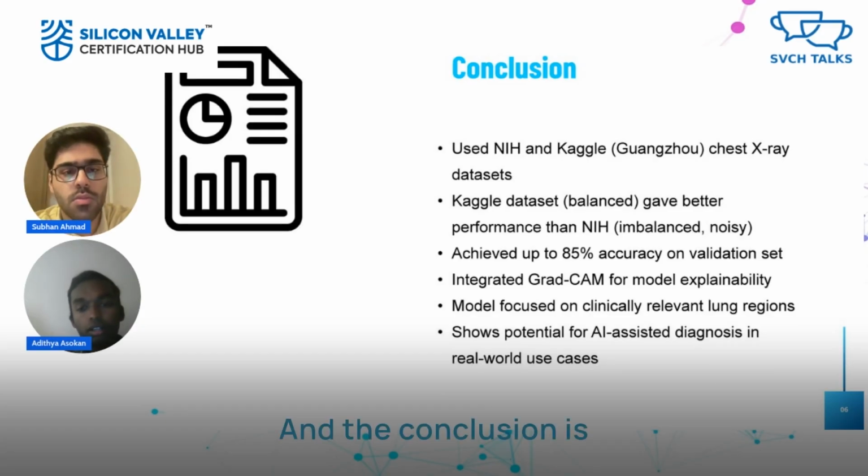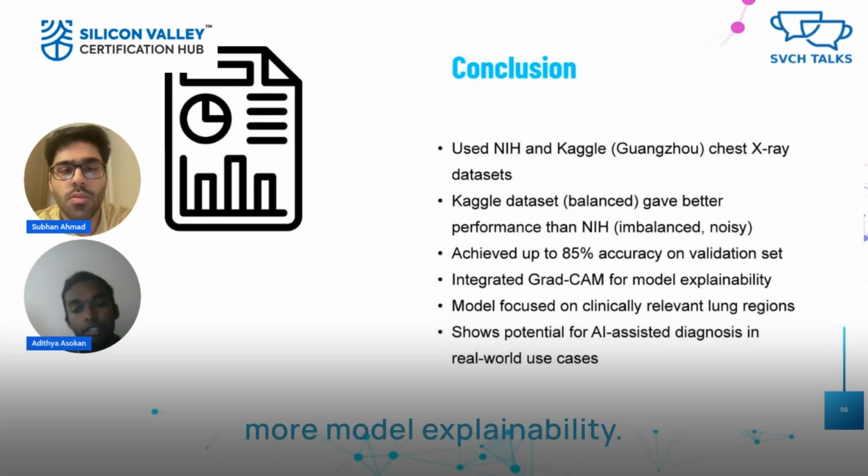And the conclusion is that we found out that the Kaggle dataset, the China dataset, performed better than the NIH dataset, because the NIH dataset was imbalanced and more noisy, and we were able to achieve 85% accuracy on the validation dataset of the China dataset. And also we integrated Grad-CAM for more model explainability.